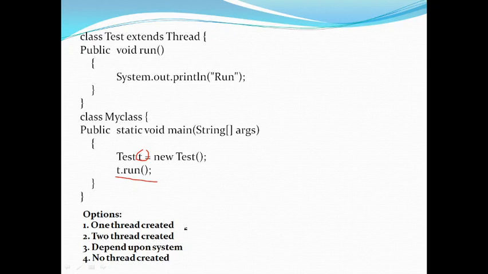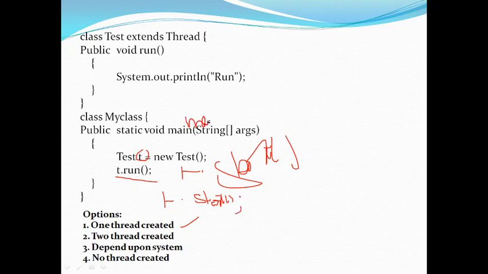The answer here is one thread is created. Why? Because here we are not using the method t.start. t.start is not called here. That is the reason why only the main thread is there. There is no thread for the test class. We created only an object, and with the help of the object, we did not call start. So that's why the second thread is not created. Only one thread is created. That is the answer for this question.